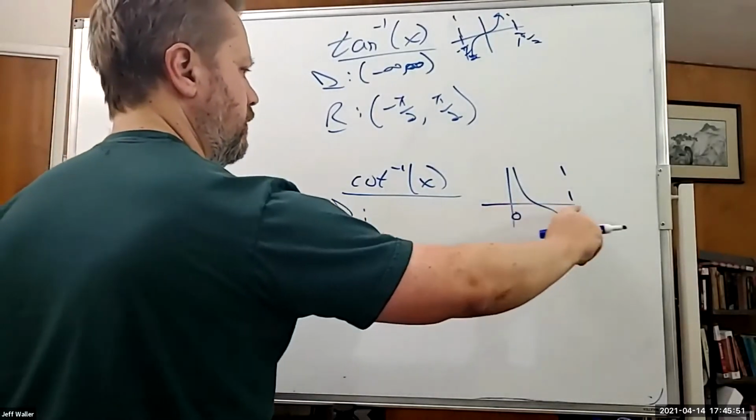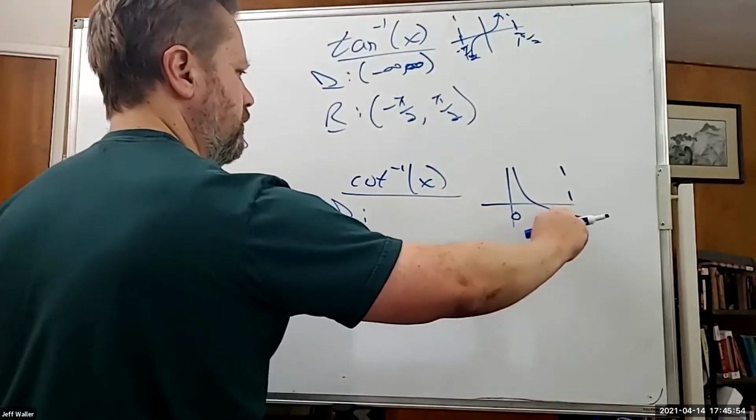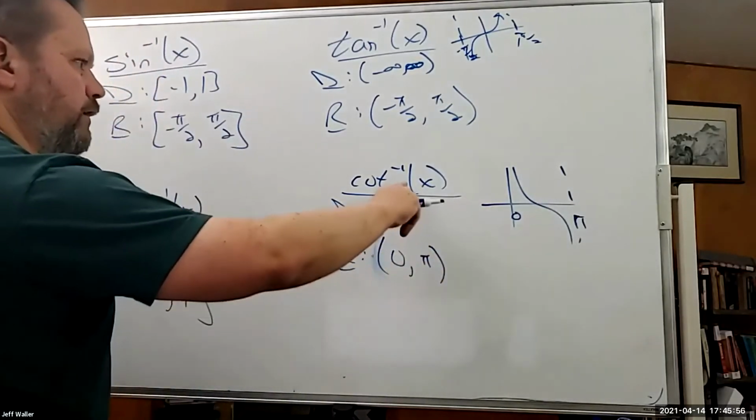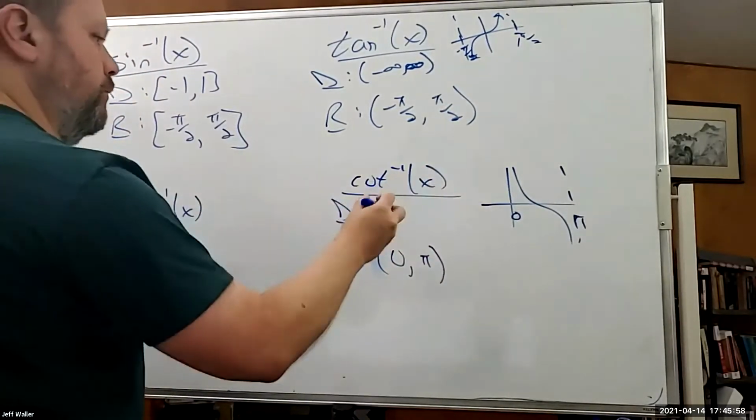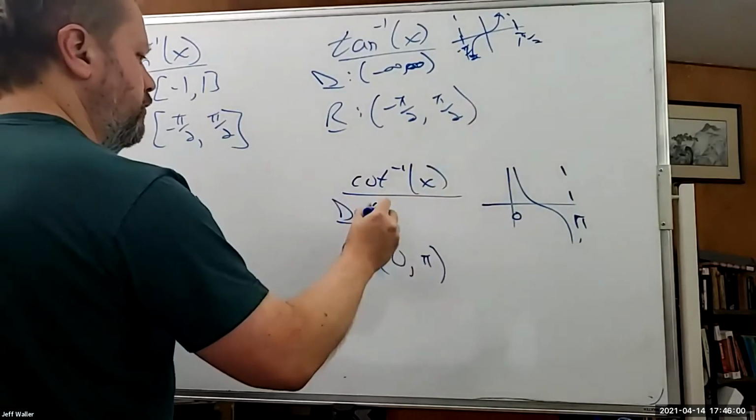Right, because this is the domain of the cotangent. So it becomes the range of the inverse. And the domain is going to be negative infinity to infinity.